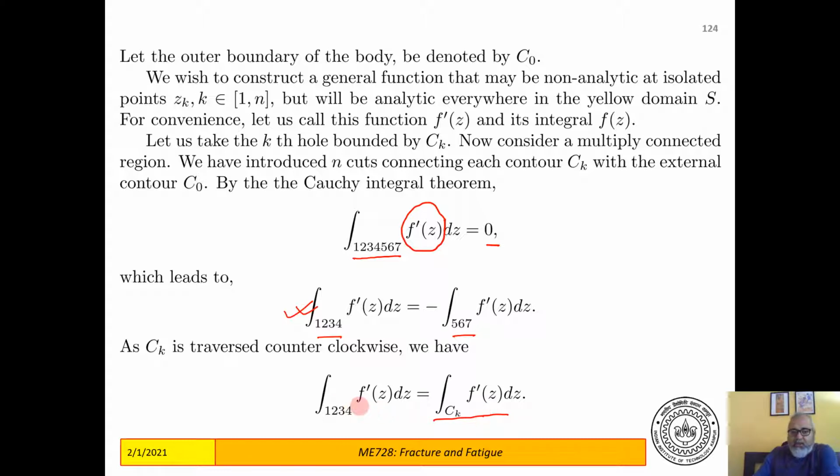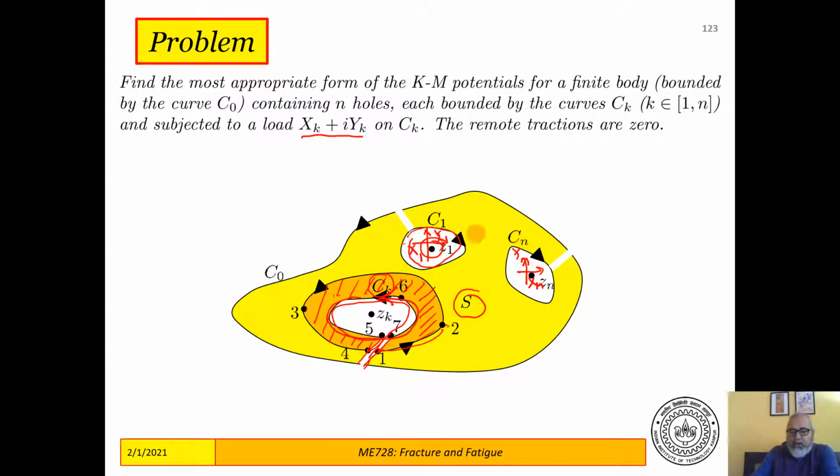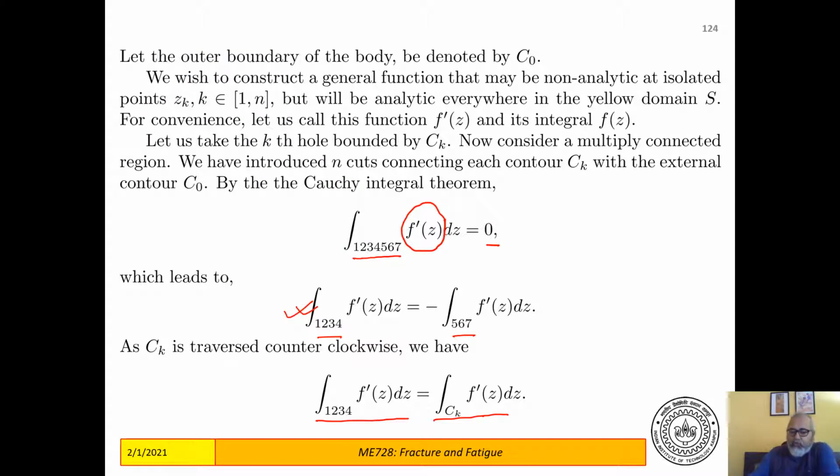So the contour integral over Ck is same as contour over 1, 2, 3, 4, which is an arbitrary curve around the hole. Arbitrary curve 1, 2, 3, 4 is an arbitrary counterclockwise contour around the hole. So what we have proved is contour integrals over Ck give the same value as any other contour around the hole taken in the counterclockwise direction. So that's what we have proved, and now we will have to choose a function f prime z which gives me some value of this. So this, let's say over the kth contour, let the result of this integral be alpha k.